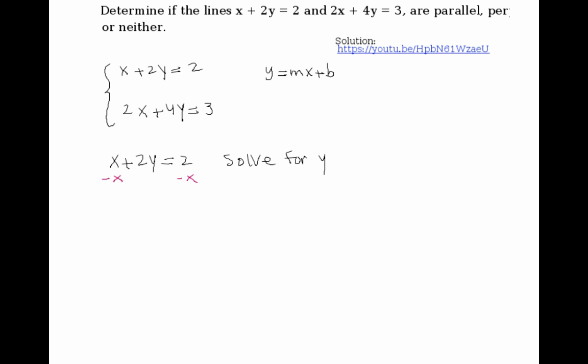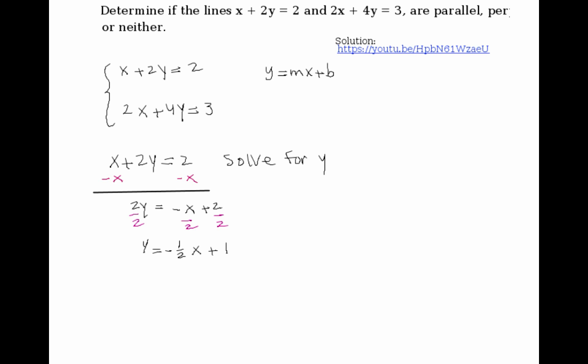Let's do that. Let's subtract x. There it is. So now we're going to write this as 2y is equal to minus x plus 2. So what would be the next step? I'm going to divide each term by 2 so I can isolate y. So here I have y is equal to minus 1/2 x. Very good. Plus the y-intercept here is 1.